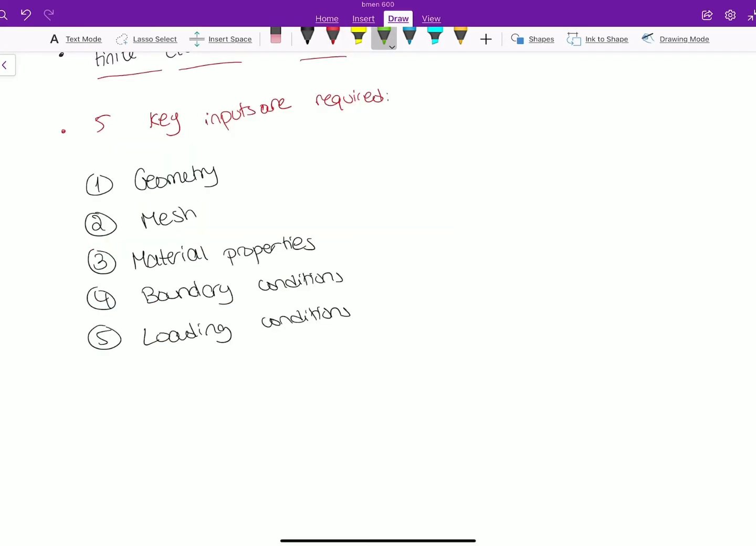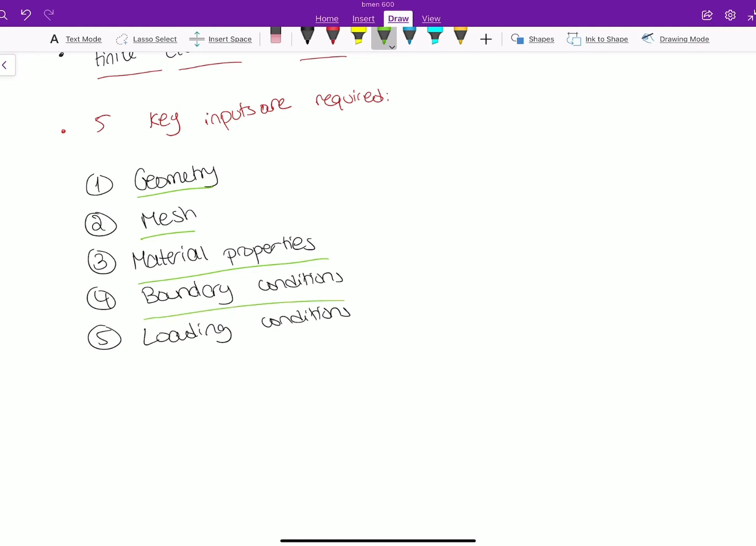The first one is geometry. In this case, we aim to construct a solid model by adding individual layers of images. The second one is mesh. We aim to break down the solid model into discrete elements. The third one is material properties, and we aim to discern the inherent mechanical properties of the material to be used.